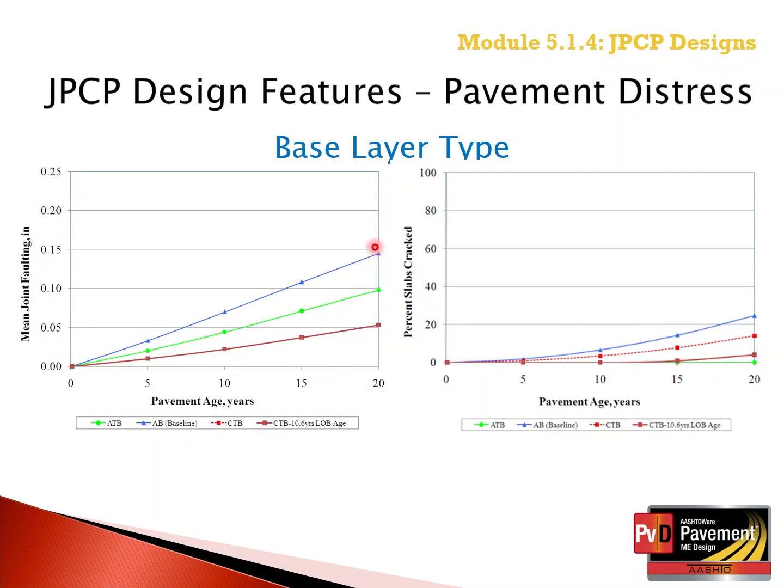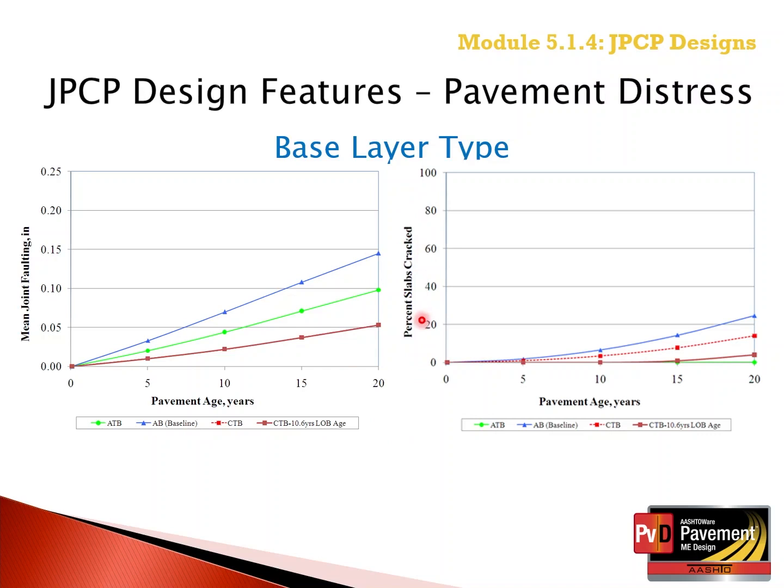So, shown on the graph on the left, mean joint faulting as a function of pavement age throughout the design life. The blue is the aggregate base, which is the baseline. The green is an asphalt-treated base layer, and the red is a cement-treated base layer with a relatively high resilient modulus. And as you can see, the joint faulting is reduced by the type of base material, simply because the erodibility index is different, as well as the stiffness of those base layers.